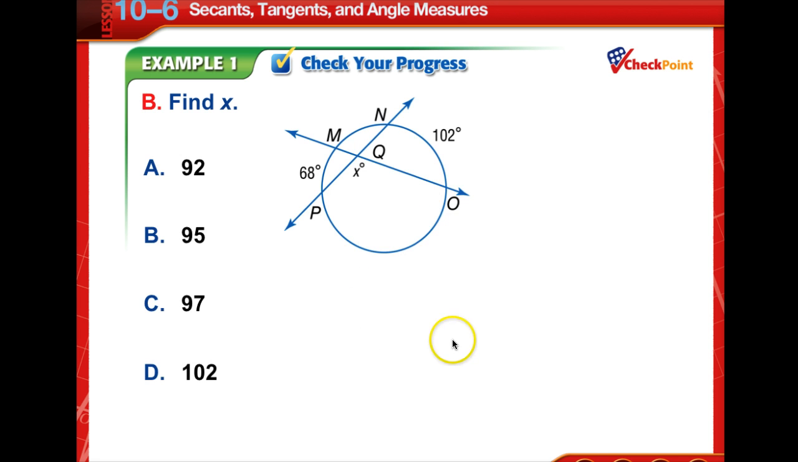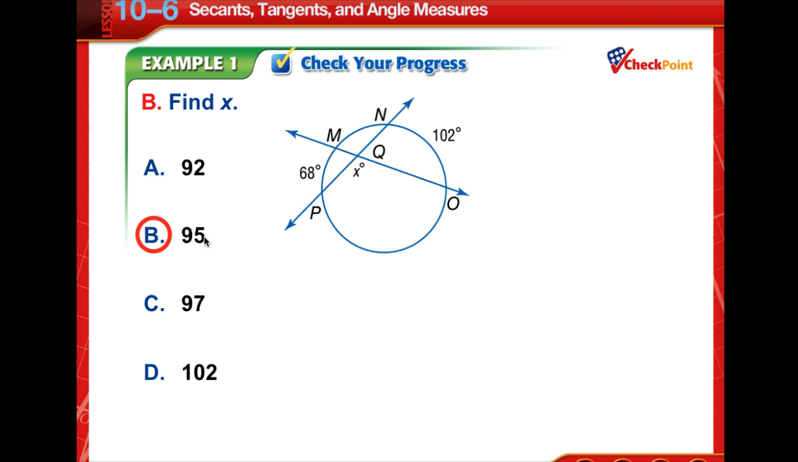Okay, let's find the measurement of x again. So let's pause the video and then come back and check your answer. We know the measurement of angle Q is 1/2 the measurement of 102 plus 68. So that would be 85, and 180 minus 85 will give us 95 degrees.